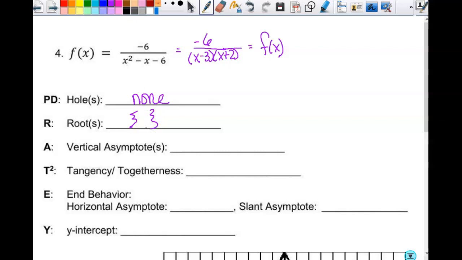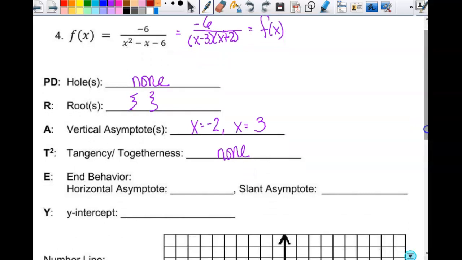Okay, vertical asymptotes. Oh, I keep writing a V. Why do I keep doing that? It's x equals negative 2 and x equals what? 3. Okay. Is there any tangency or togetherness? No, none of my factors have any exponents on them. Do I have a horizontal asymptote? It's bottom heavy, so that means y equals 0. Do I have any slant asymptotes? No, because I had a horizontal one, right? What's my y-intercept? 1. So it's (0, 1).